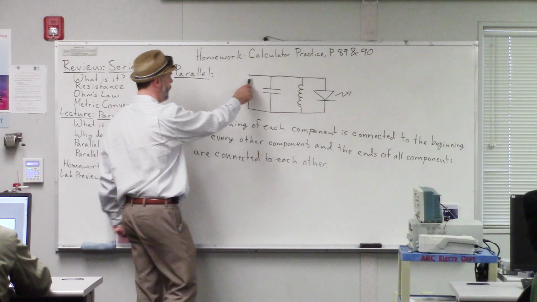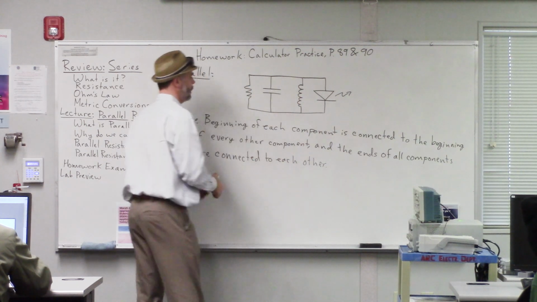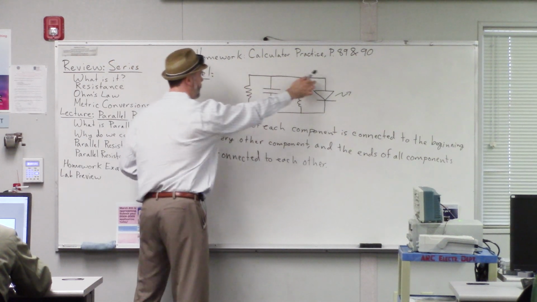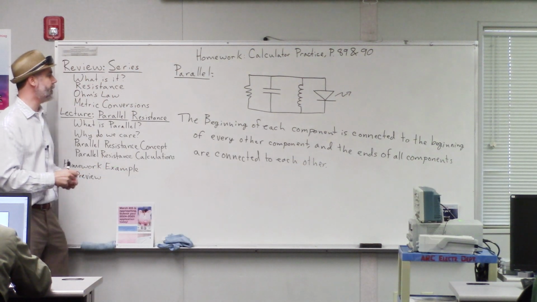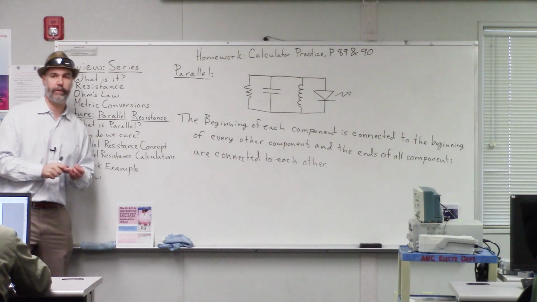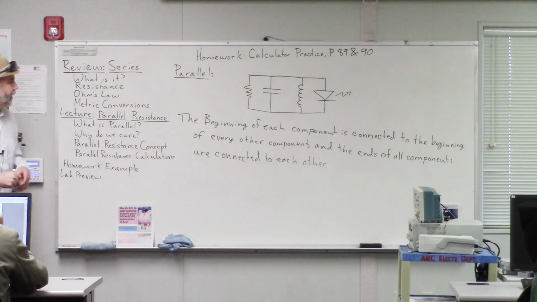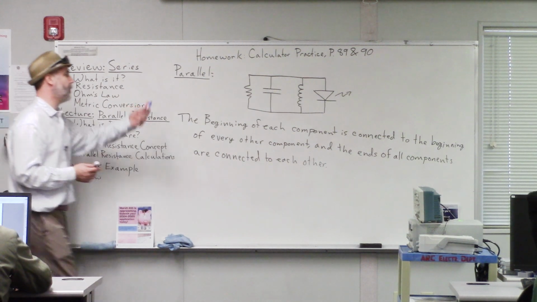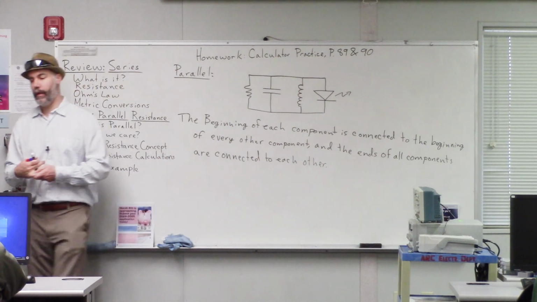So you can see that the beginning of all of these components are connected to each other, and the ends of the components are connected to each other. As long as there's a wire going from one thing to the rest, that shows a connection, okay? So these components are all in parallel. So questions about that? All right. So why do we care about this? Well, again, we care because many circuits in the real world are wired together in parallel.